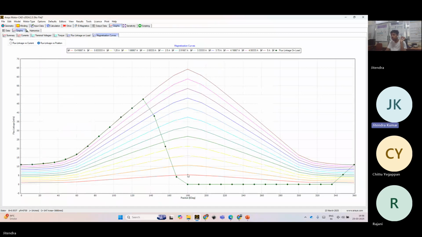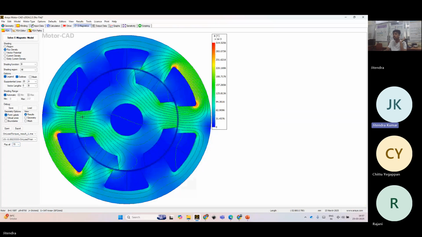So at this position the flux linkage is maximum, and when you have provided load, at this angle of 132 degrees you will have the maximum flux linkage. So where the dark green color is visible at that instant, the maximum flux linkage will be there, and maximum flux linkage means maximum torque will be there. Not always, but for this condition.